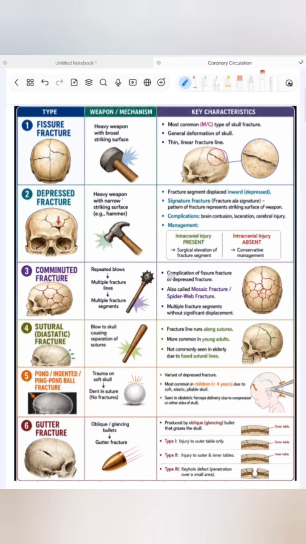Comminuted fracture is basically a complication of fissure fracture or depressed fracture. It is also called mosaic fracture or spiral fracture. Sutural or diastatic fracture is a fracture that runs along the sutural lines. It is more common in young adults and less common in elderly due to fused sutural lines.